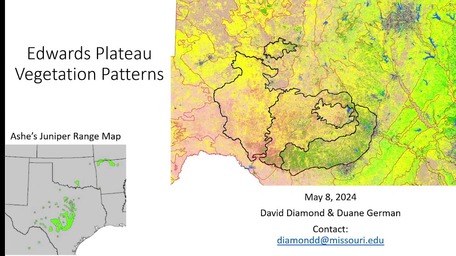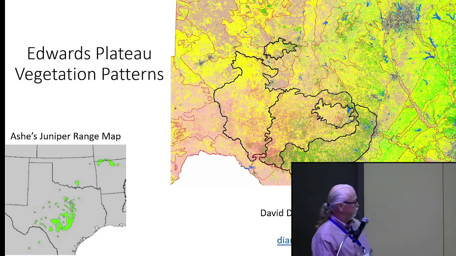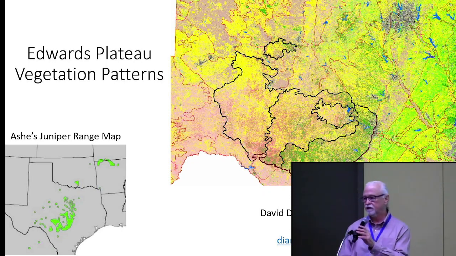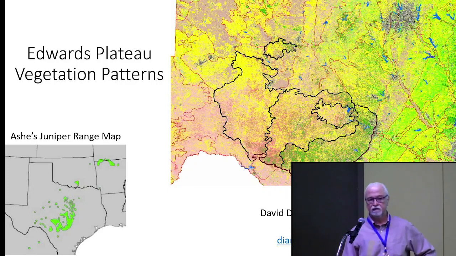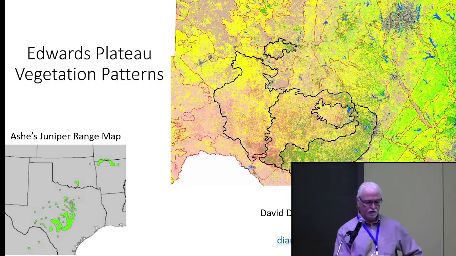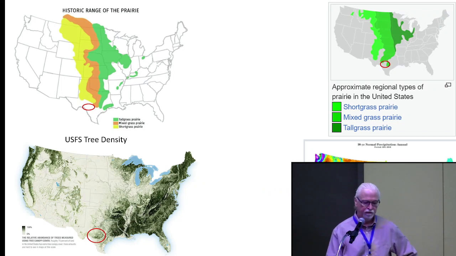And I'm going to talk about vegetation patterns of the Edwards Plateau because if you look at the range of Ashe Juniper, it's not a very widely distributed species. It's certainly not dominant over much area, but it's very important here on the Edwards Plateau in parts of it. So I'm going to talk about the vegetation patterns of the Edwards Plateau.